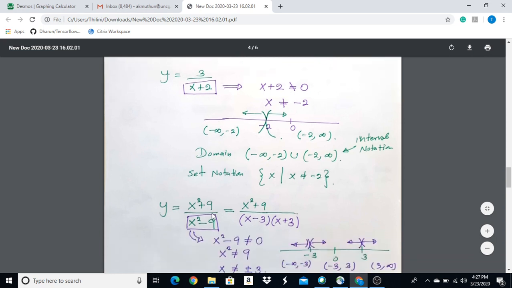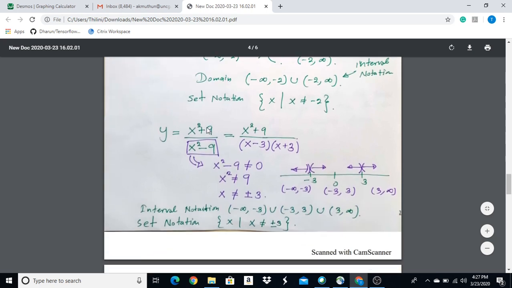So now let's look at the last example in this domain function. Let's look at this rational function. What is the problem with this rational function? Here also we have the variable sitting in the denominator as x squared minus 9.